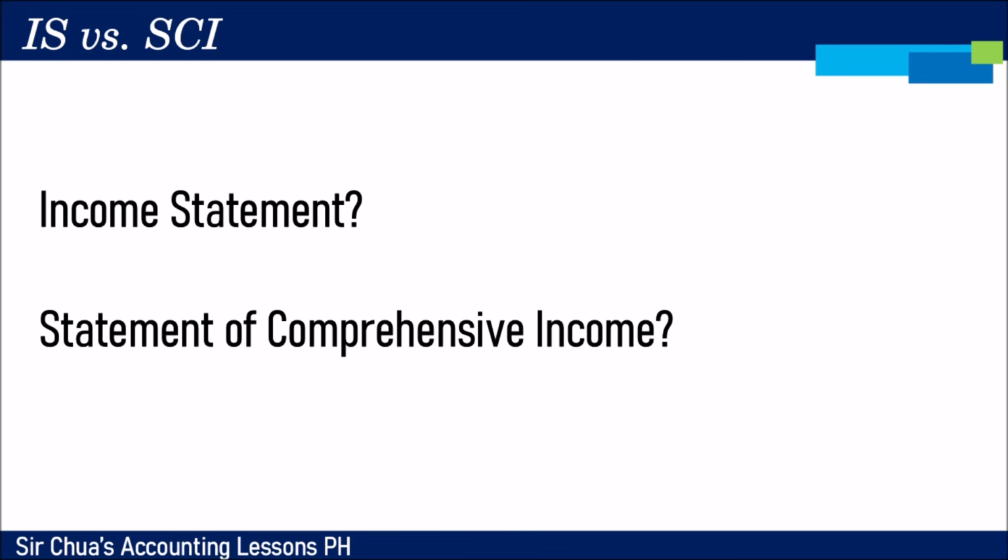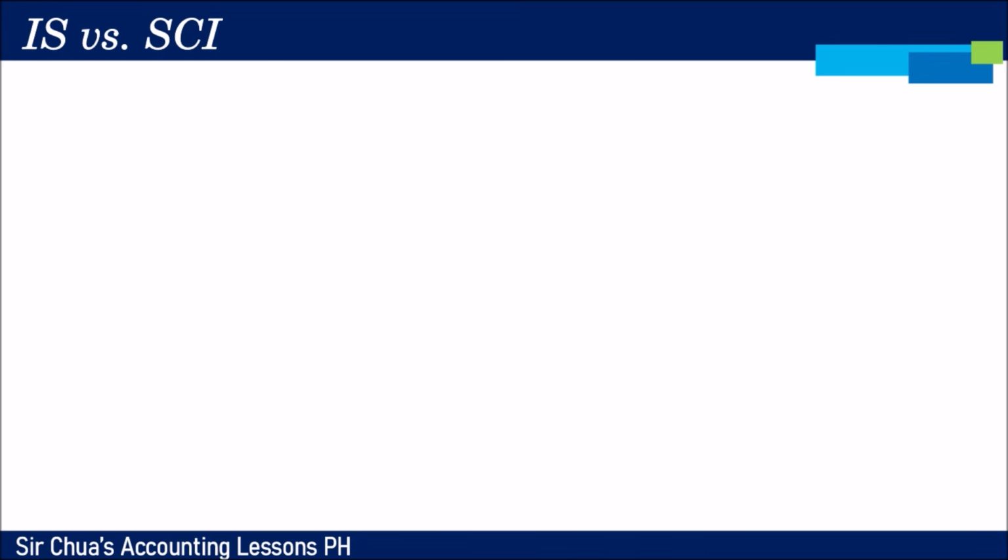Why am I sometimes referring to it as the income statement and why am I sometimes referring to it as the statement of comprehensive income? Is there a difference between the two or are they just the same? Actually, both of those statements are correct. It's different in a sense that it's also the same. Paano nangyari yun? Okay, so isa-isahin natin.